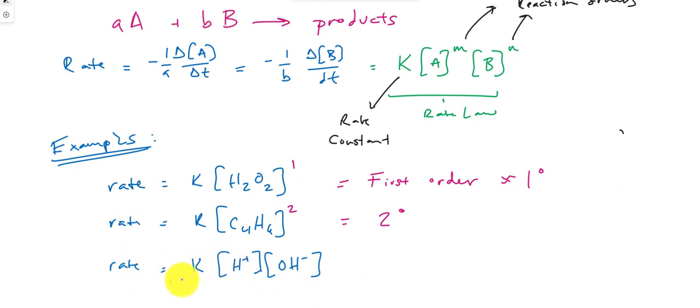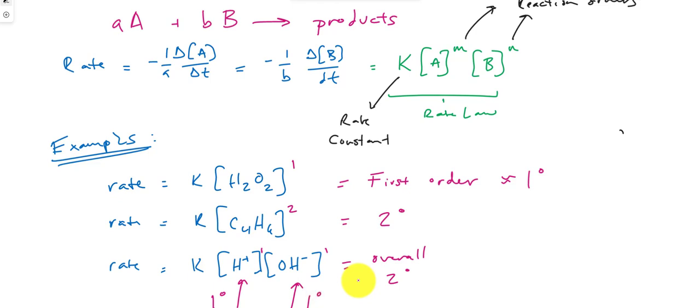Let's look at this final example here. Rate is equal to k times hydrogen ion concentration times hydroxide ion concentration. If nothing is written as powers, then it's implied, just like in any algebra, that those are 1s. So what would the overall reaction order be here? We would say that the overall reaction is second order because of the sum of those two exponents. They're both first order, but we could also say that the reaction is first order with respect to hydrogen ions and first order with respect to hydroxide ions.